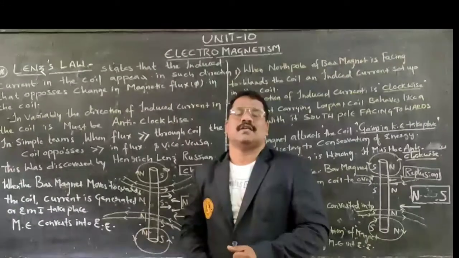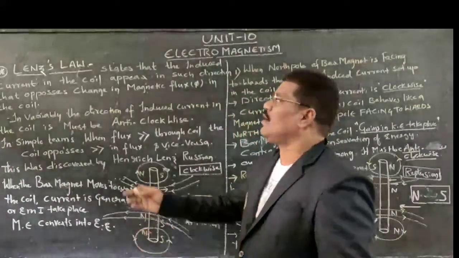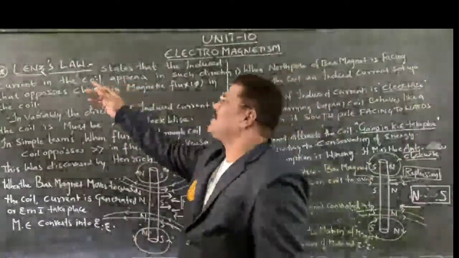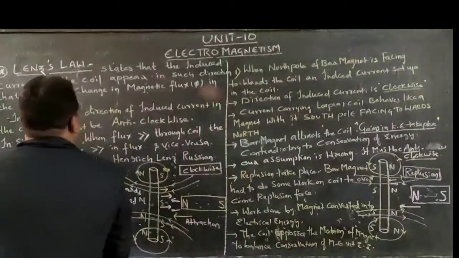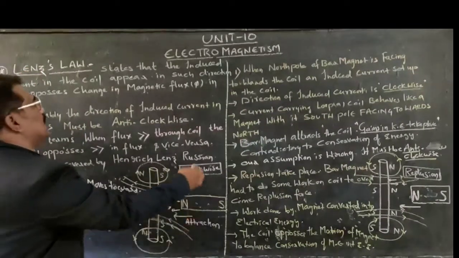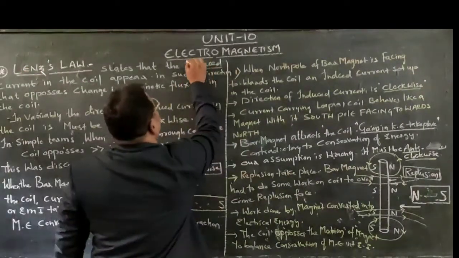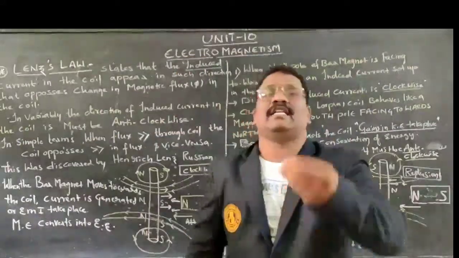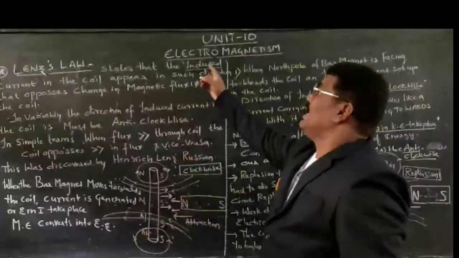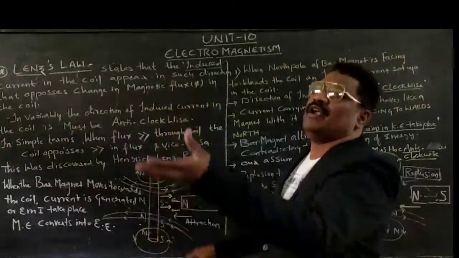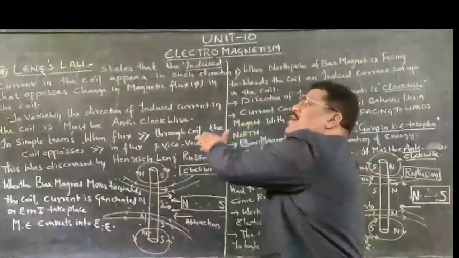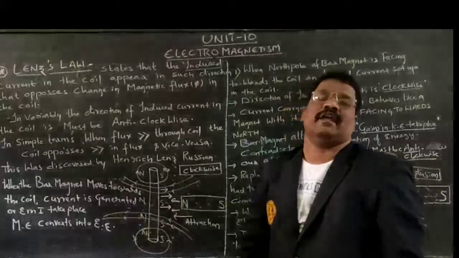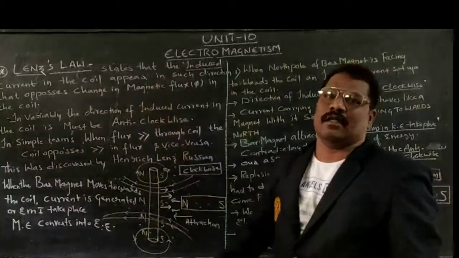Now we are going to discuss one law. That law is called Lenz's law. What information does this law give? It gives information about the direction of the induced current in the coil. It states how the induced current appears in the coil and in which direction that current appears. That phenomenon can be explained by Lenz's law.